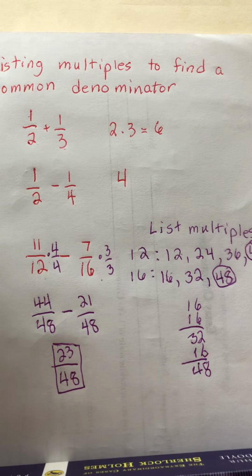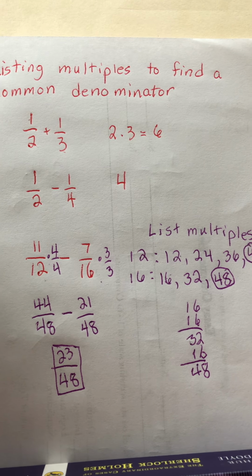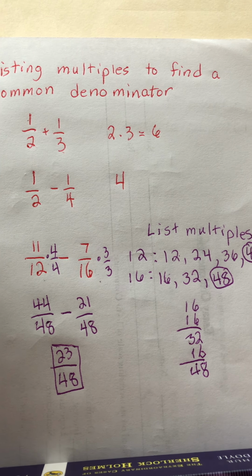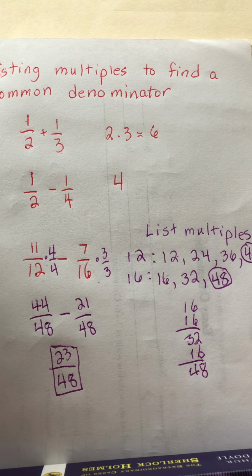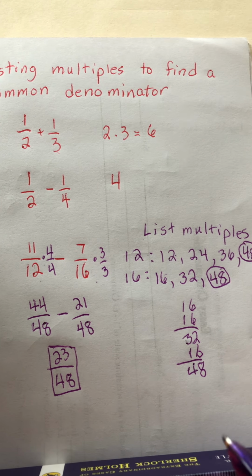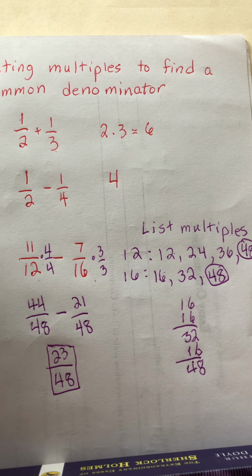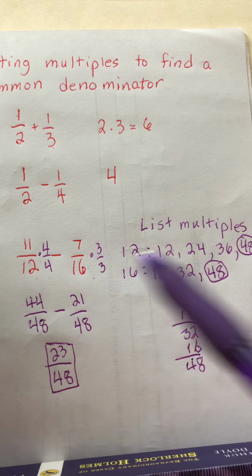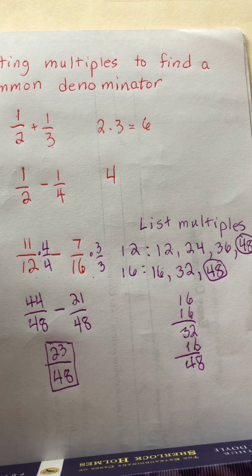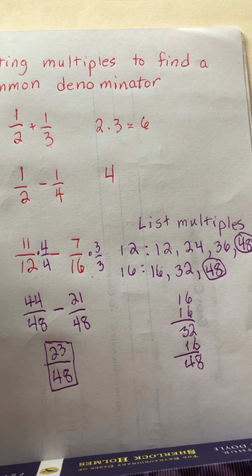Now, one little side note. You know that you can list multiples to get the least common multiple. You could also use prime factorization. You've done that before. And if you had some really, really big numbers, you could always use prime factorization to find your least common multiple.